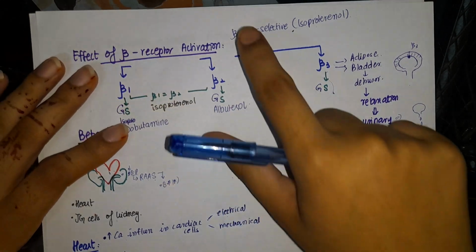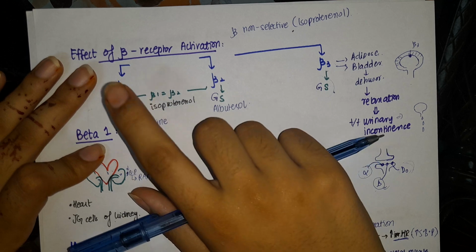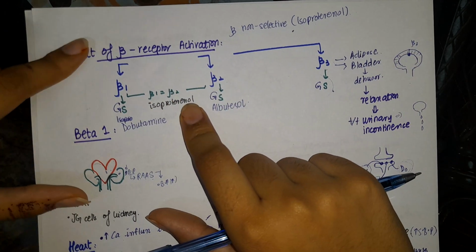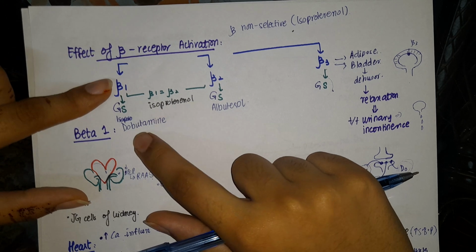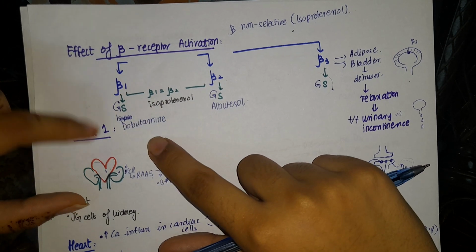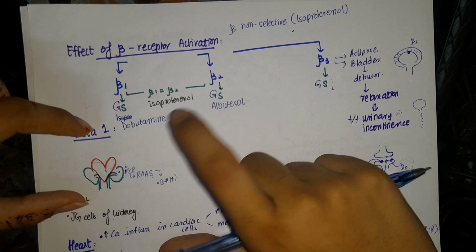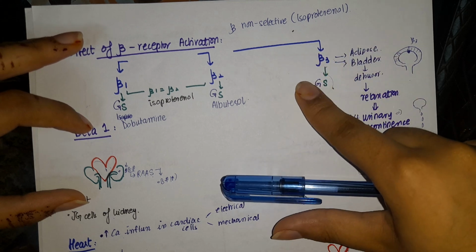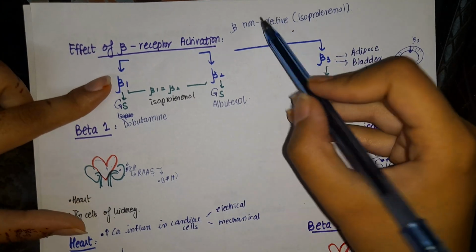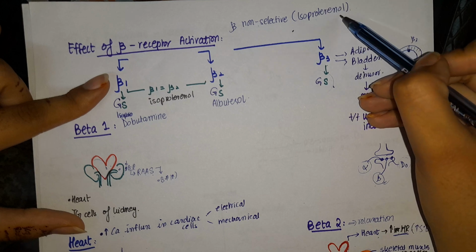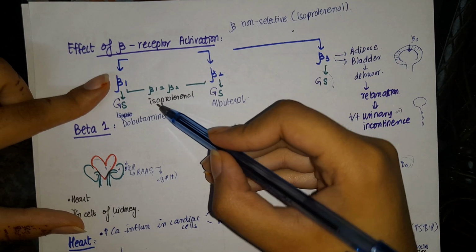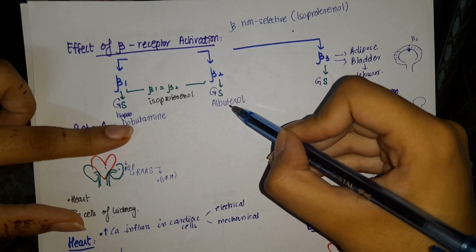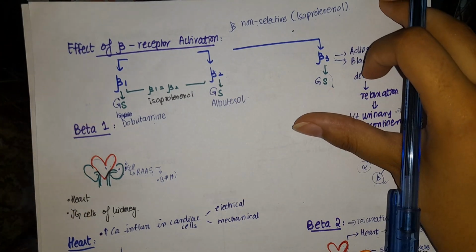So that was it. For beta non-selective, which has equal activity on beta 1, beta 2 and beta 3, mostly it is isoproterenol. These are beta agonists. For the beta 1 selective one that can only activate the beta 1 receptors, that is dobutamine. For the beta 2 selective, it is albuterol. We do not have a beta 3 selective yet. So for beta non-selective, you have isoproterenol; for beta 1 selective, you have dobutamine; and for beta 2 selective, you have albuterol. So these are all the things that you can observe.